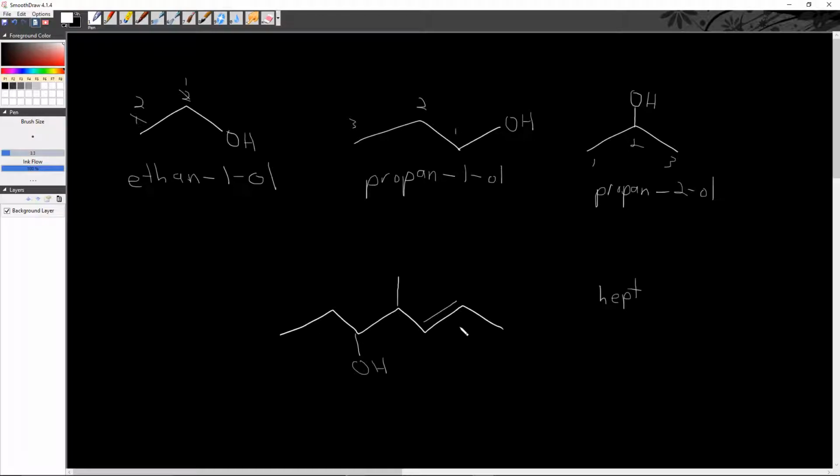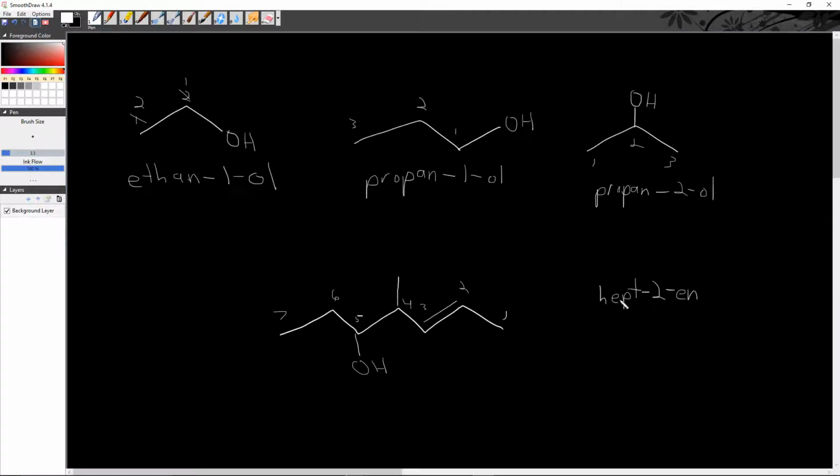So numbering wise, for the rules here, double and triple bonds always get the lowest number. So I can go 1, 2, 3, 4, 5, and let the double bond start on 5, or let it start on 1, 2. Let's go that way: 1, 2, 3, 4, 5, 6, and 7. All right, so now it's hept-2-en to indicate that double bond. Okay, so I've taken care of that part.